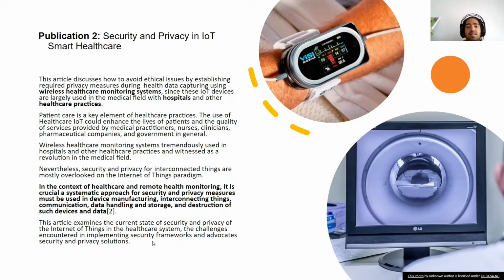They mainly suggest a solution for how to overcome the risk and how to maintain proper ethical solutions in order to maintain proper privacy of health data.